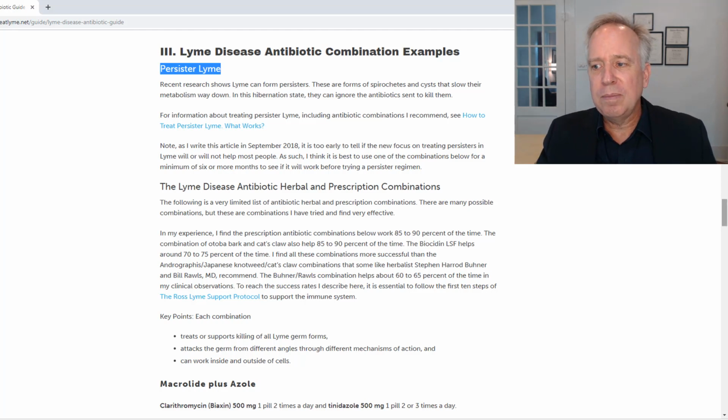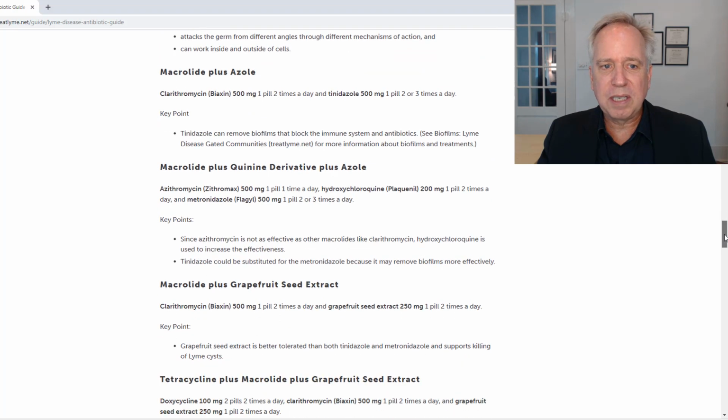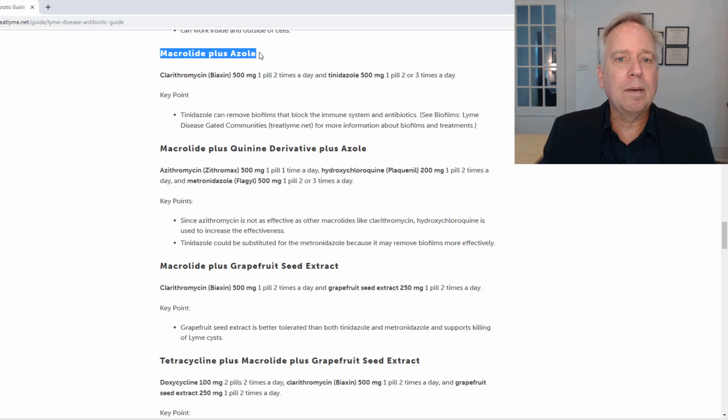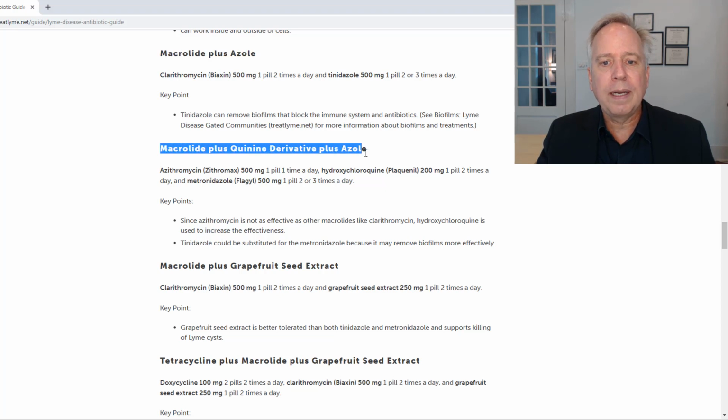Now, in terms of how different combinations, I'm just going to go through some. So one thing you could do is you could put together a macrolide plus an azole. Okay, so this would be like a Biaxin combined with tinidazole. So you've got tinidazole treating the cyst here, and Biaxin is treating both spirochete and intracellular Lyme. Okay, all right.